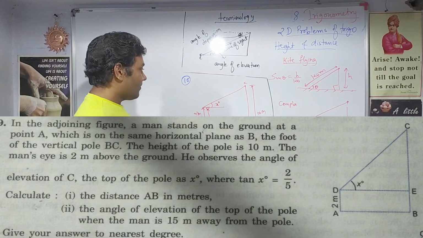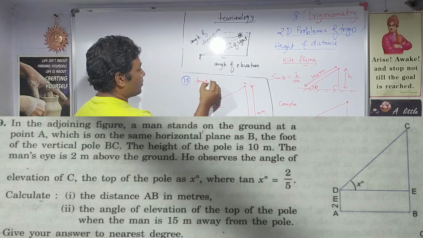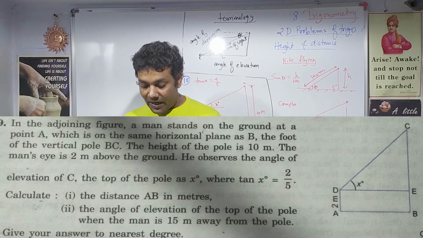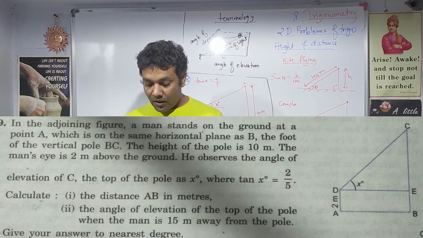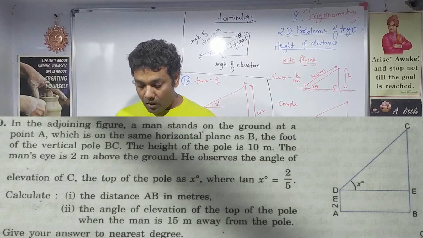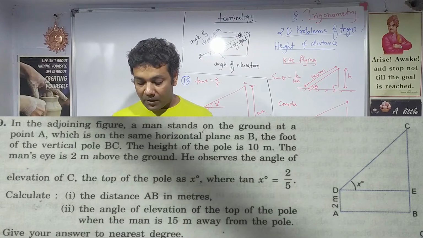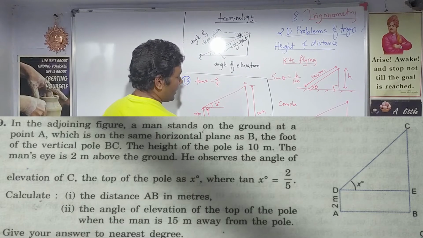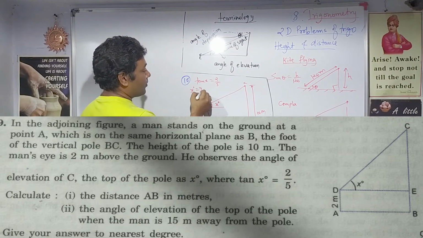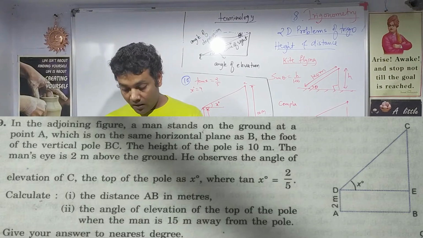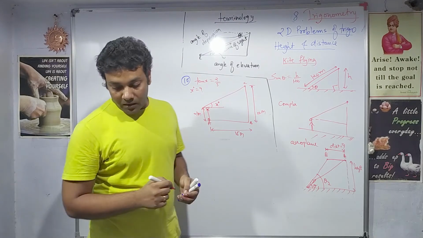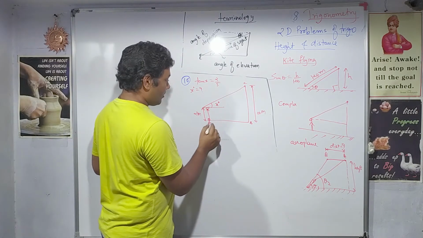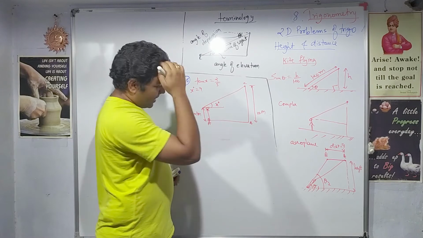Tan x is 2 by 5. So tan x is given as 2 by 5. Calculate distance AB in meters. The angle of elevation of the pole when the man is 15 meters away from the pole. So this distance is also given as 15 meters, and we have to calculate x. So x we have to calculate, right? And distance AB in meters. Sorry, we have to calculate distance AB.